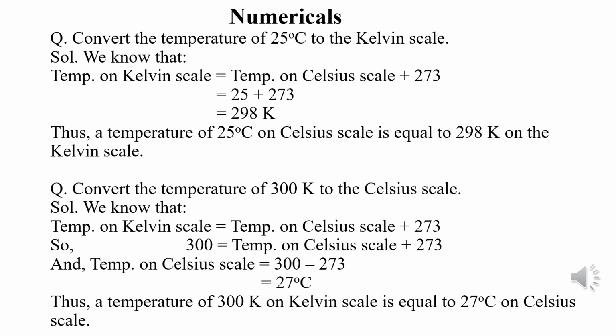However, if you look at the second numerical, in this case we are converting 300 Kelvin to Celsius scale. So again we will write down the relationship, and here to calculate the temperature on the Celsius scale, we will subtract 273 from the temperature given to us in Kelvin scale. So the temperature of 300 Kelvin is equal to 27 degrees Celsius on the Celsius scale. Okay, children?